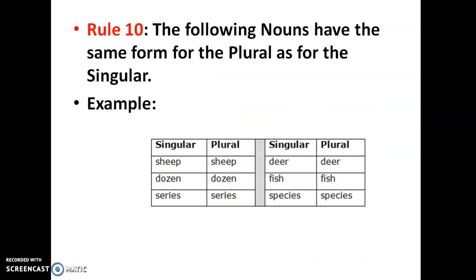Next one, rule 10. The following nouns have the same form for the plural as for the singular. So these singulars and plurals are the same. There is no change. Sheep means plural also sheep only. Dozen, plural also dozen. Series, deer, fish, species. So all these words have the singular and plural as the same word.